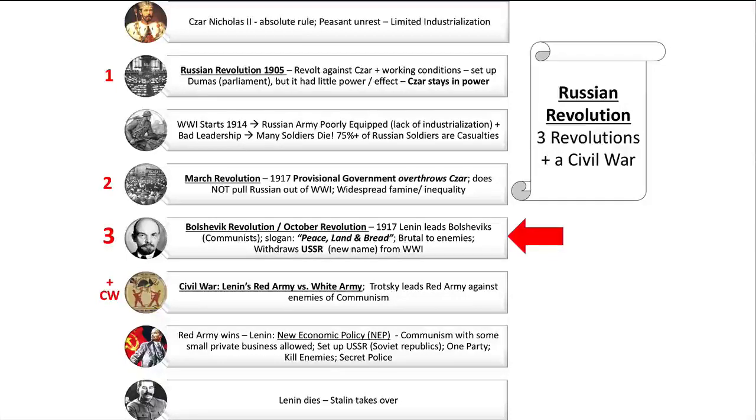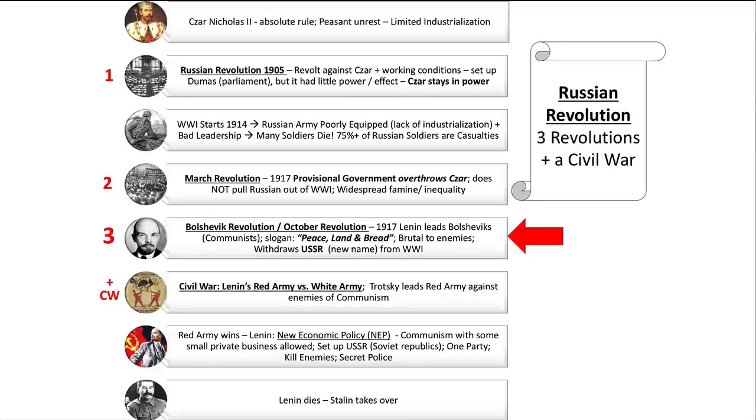So as you can imagine, the people at home are very, very angry. They hate this war. They want it over. They don't want any more people to die. They don't want to starve anymore. They're very, very angry. All right, so this anger over World War I is what leads to a revolution in 1917.